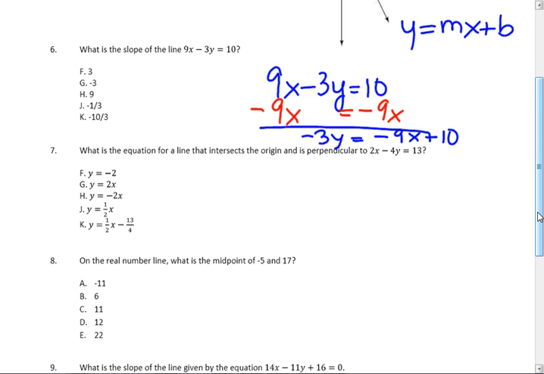Divide by -3. So I'm going to divide this by -3, this by -3, and this by -3. So I'm going to get y equals 3x minus 10/3. What's the slope? 10/3? No? 3 over 1. What's the slope? TJ said -10/3. No, I didn't. This is the slope.